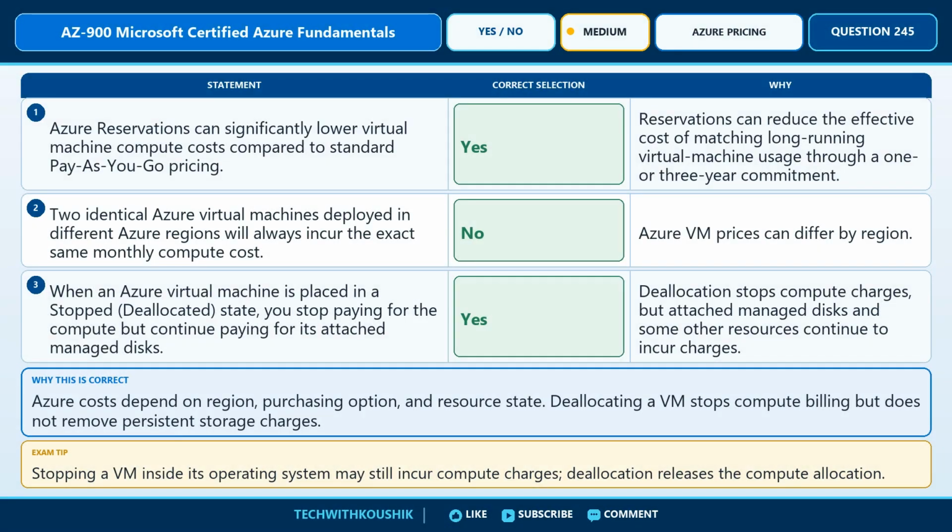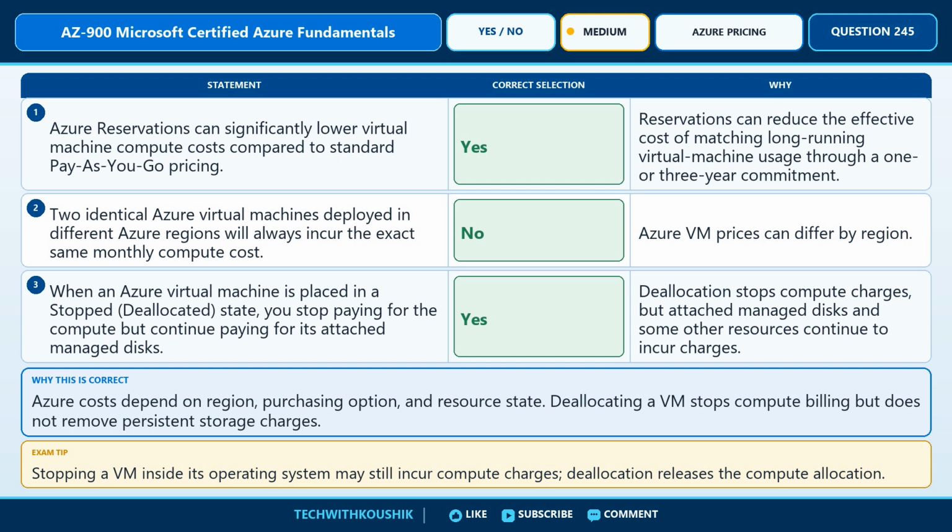The answer here is yes. Reservations can reduce the effective cost of matching long-running virtual machine usage through a 1 or 3-year commitment. The answer here is no. Azure VM prices can differ by region.